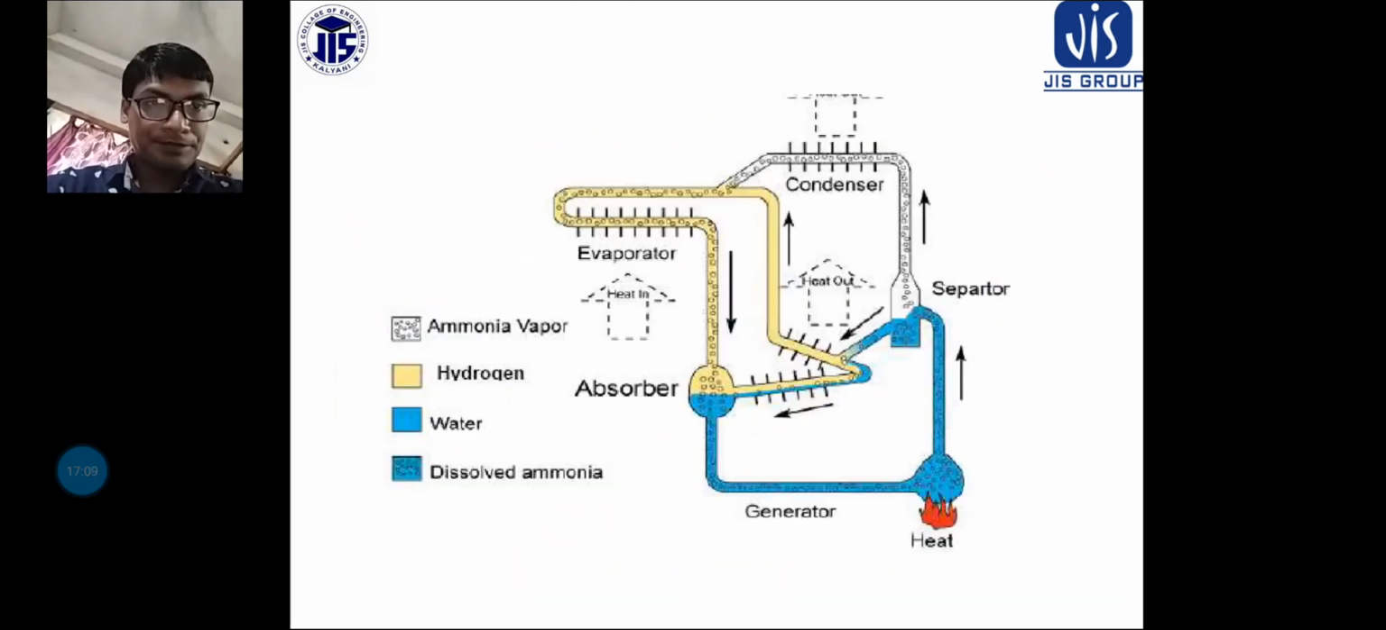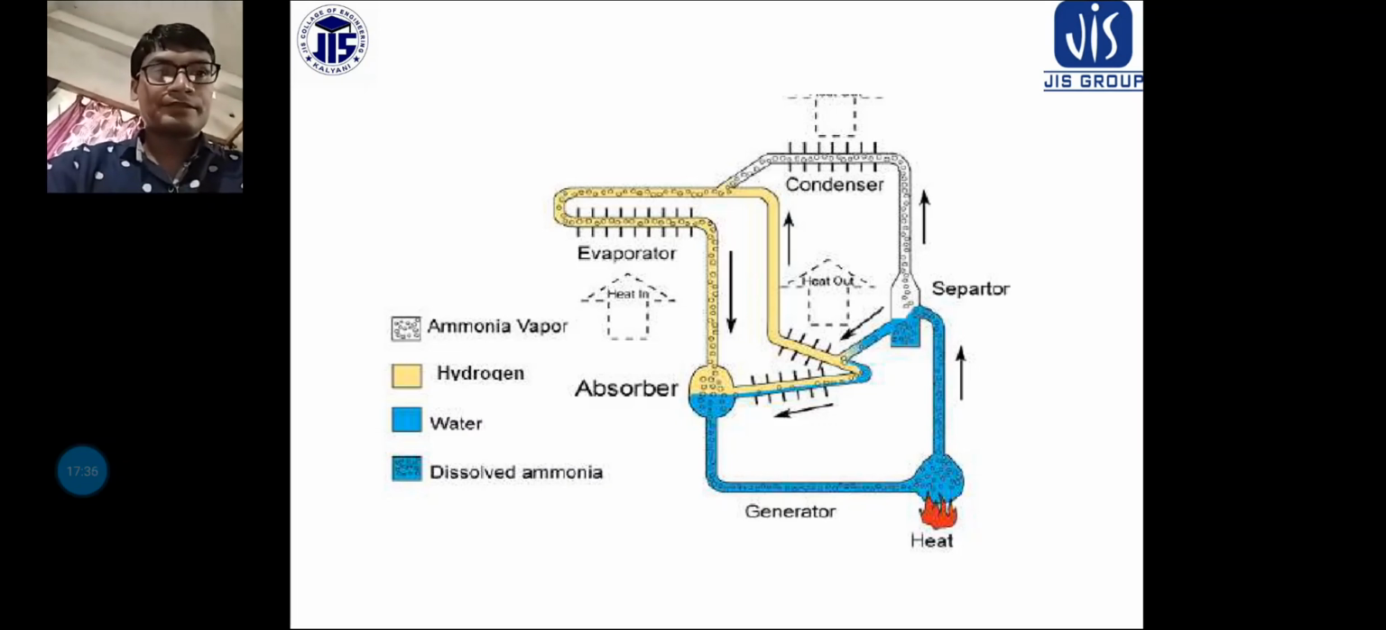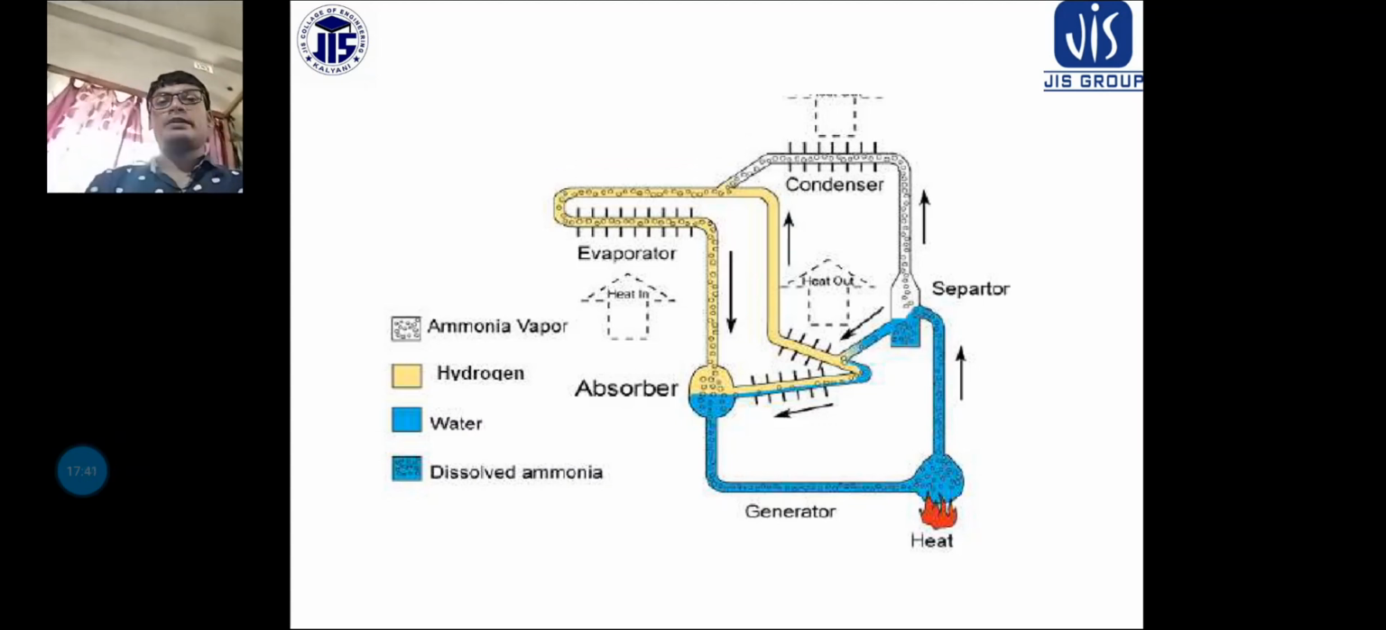You can see in this figure, in the generator the heating process is done, and from the evaporator to absorber, absorber to generator, generator to heat, heat to separator. So this is the condition: ammonia vapor, hydrogen, water and dissolved ammonia. These are the things which we are taking, and ultimately we are getting some refrigeration effect.